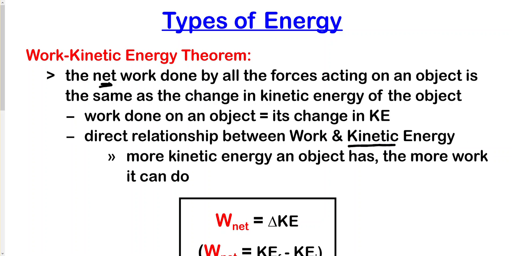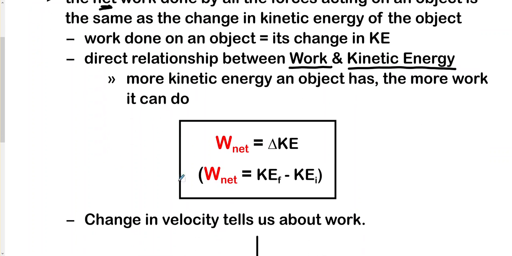The more kinetic energy an object has, the more work it would do, which is exactly why the tennis ball and the bowling ball would hurt the same. Since they have the same change in kinetic energy, 31.5 joules, they do the same amount of work, so they would mush your face the same. So we would write that this work kinetic energy theorem can be written mathematically as work net is equal to change in kinetic energy, or work net is equal to kinetic energy final minus kinetic energy initial.